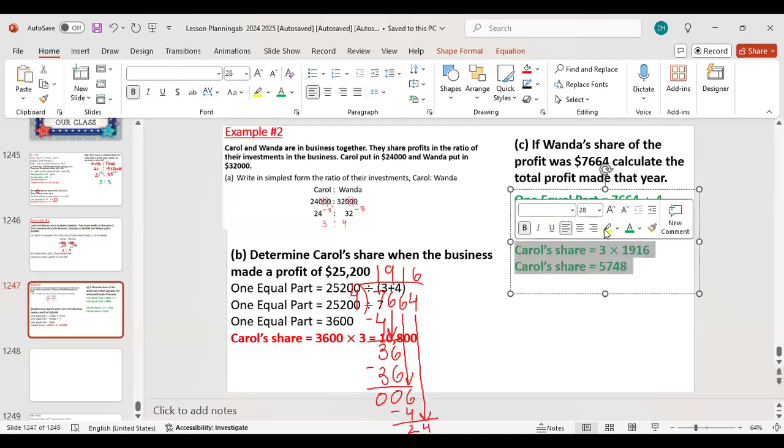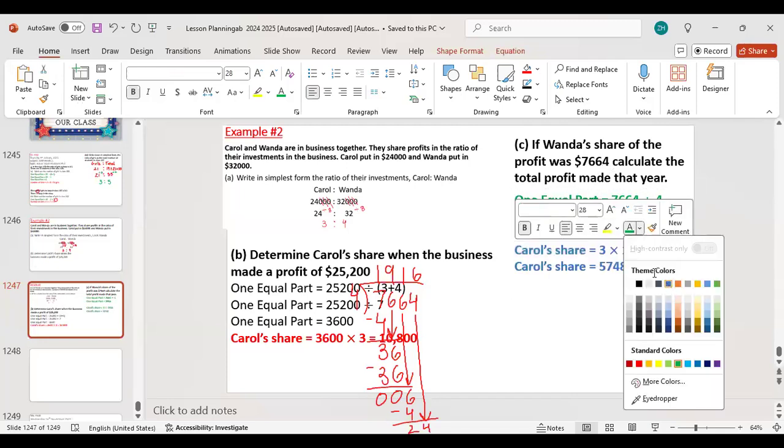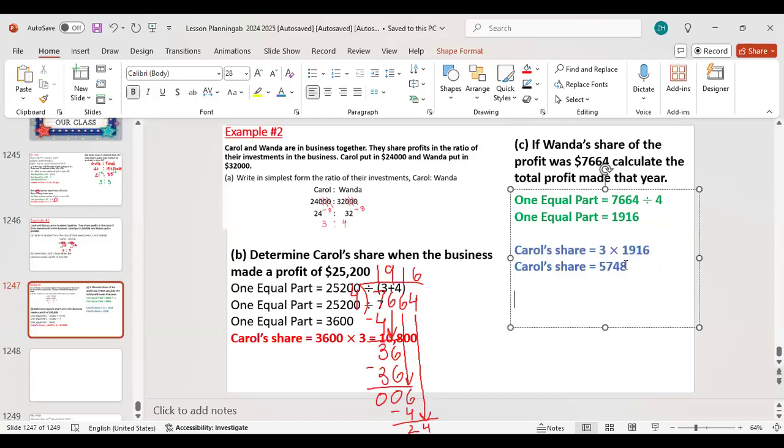We done, right? We finished, right? No. No? What you mean no? Add both shares together. Because we're trying to find the what? The total profit. So the total profit is going to be equal to Wanda's share plus Carol's share.